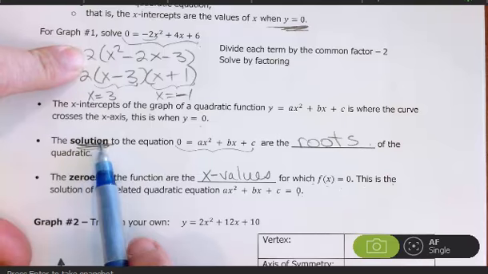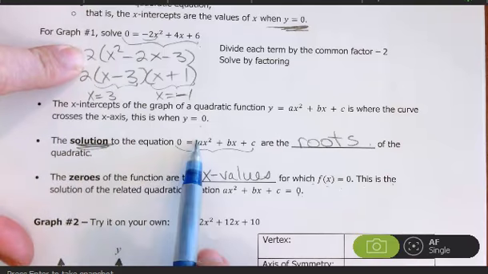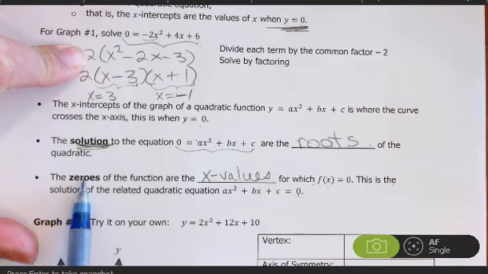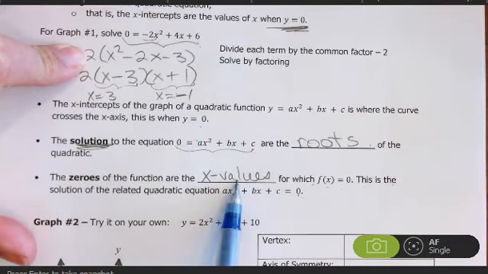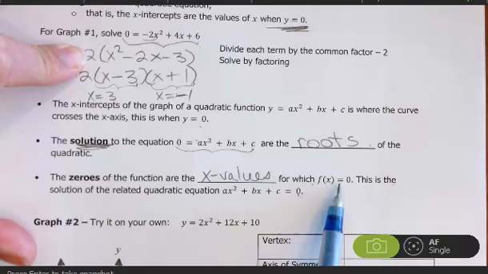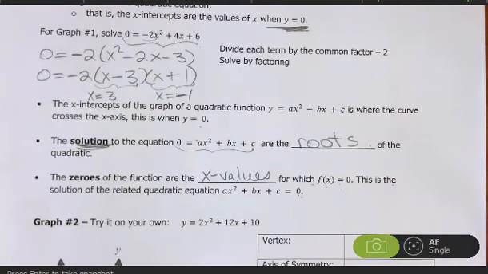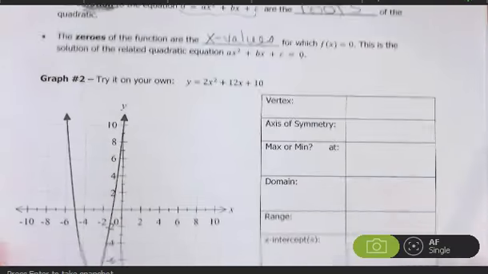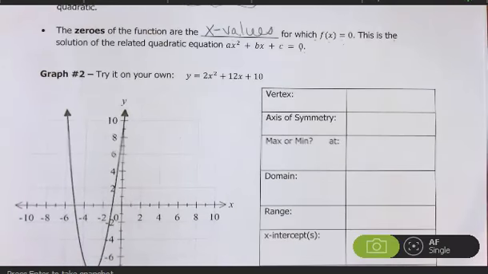So see all these words here? Solution to this equation, that's the same as finding the roots, that's the same as finding the zeros, which is the x values for which, well, it's the x-intercepts. That's all it is. You've got 4 different ways of saying find the x-intercept. So try not to get confused with all those words. Just remember them.